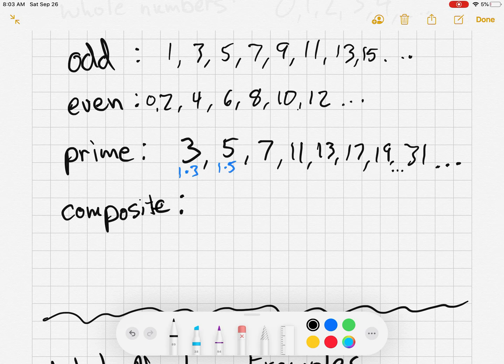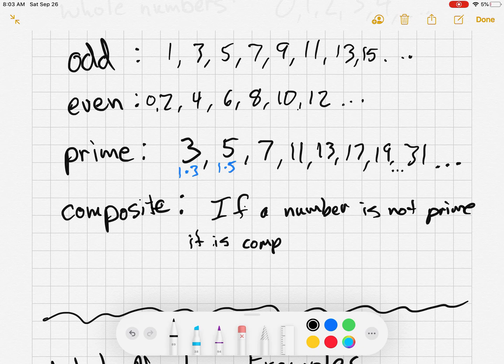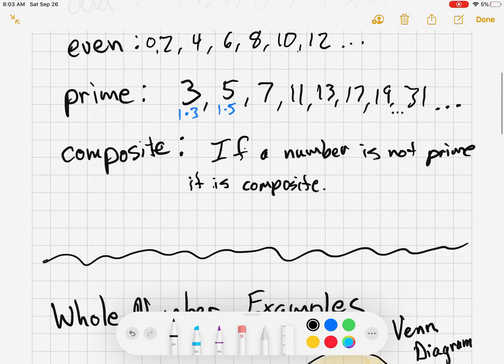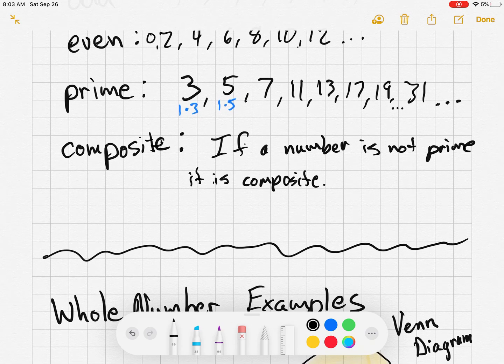Okay, so we also have composite numbers. If a number is not prime, it is composite. Oh, that's not a very good definition, is it? It's not a very good definition when you use the word in there, right? But I think we could quickly figure out some of those numbers.